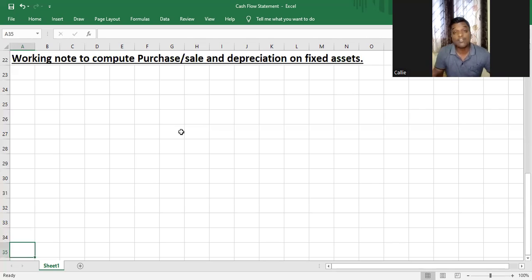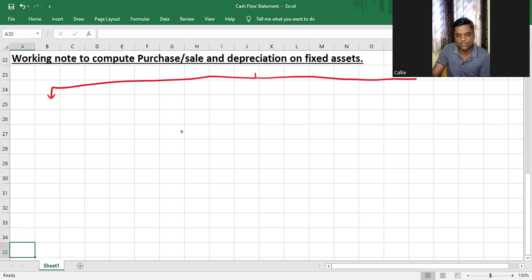Now, based on the information given in the question, with respect to fixed assets, the question can actually be divided into two types: with accumulated depreciation, also called provision for depreciation, and without accumulated depreciation.